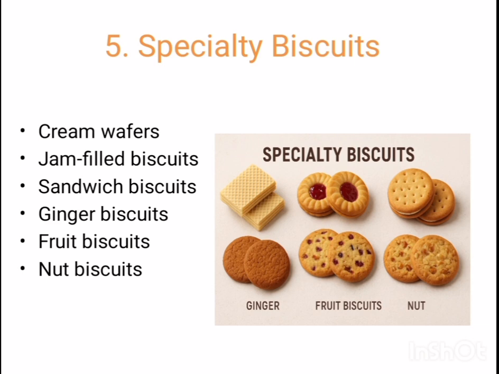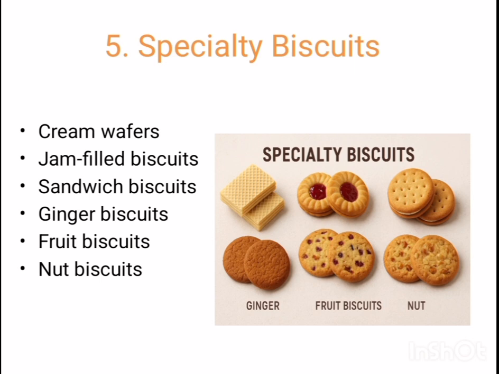Next is a jam filled biscuit. Basically, strawberry jam is used to fill between two biscuits. That is, the center part is filled with jam. So this biscuit is called a jam filled biscuit. Next is a sandwich biscuit, which contains two layers and the middle layer is filled with cream. So this looks like a sandwich. So that's why this biscuit is called a sandwich biscuit.